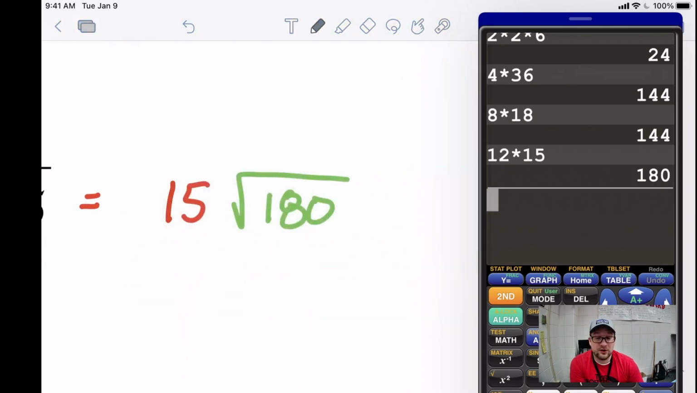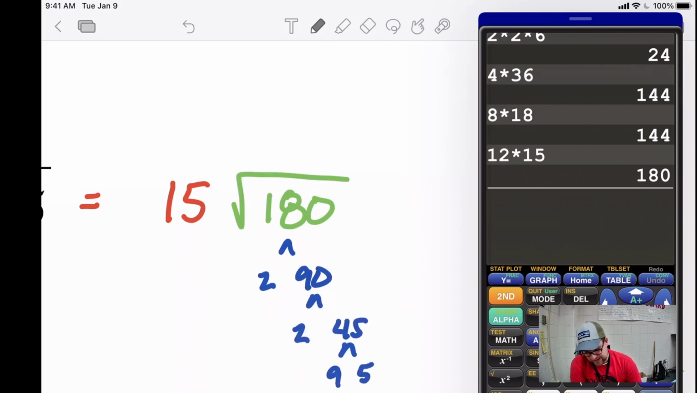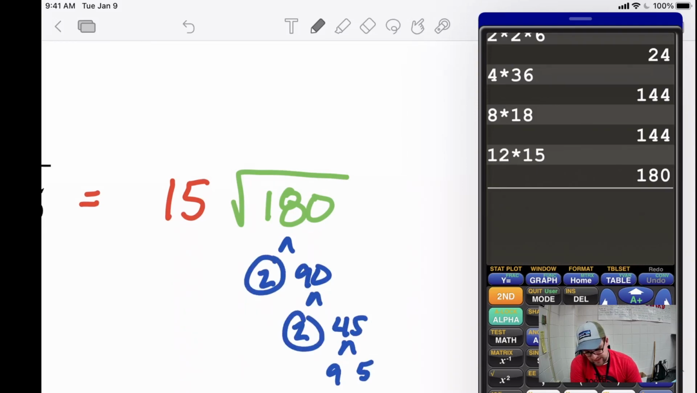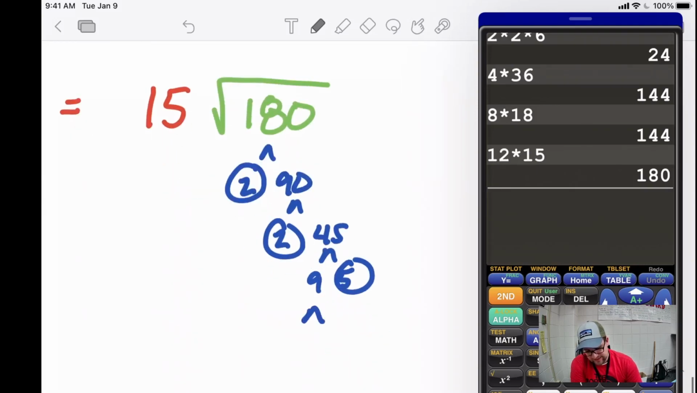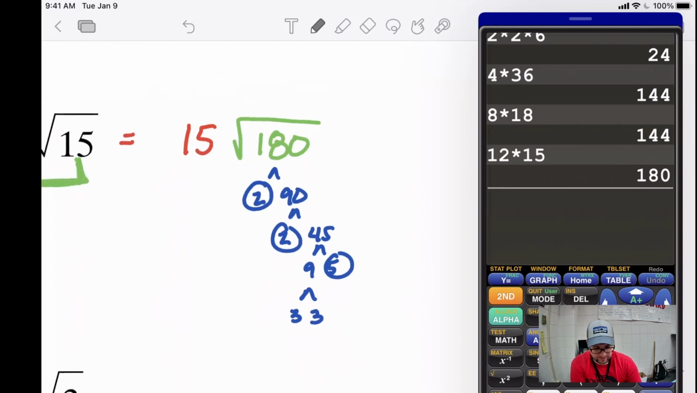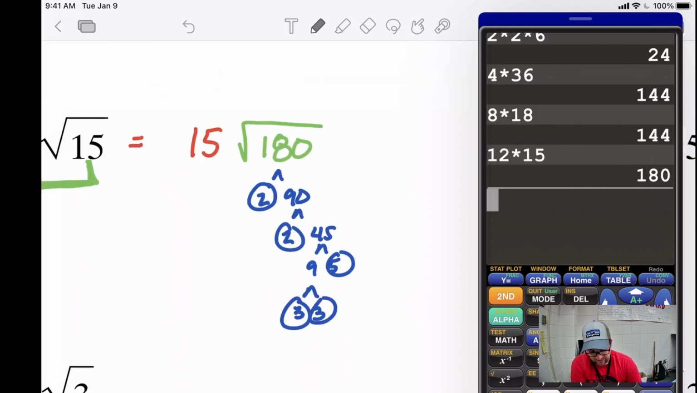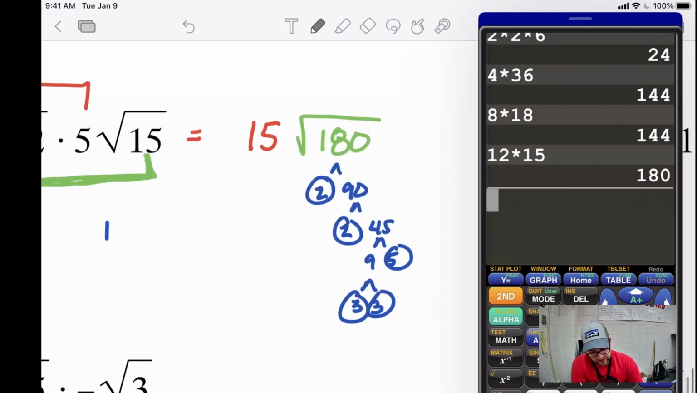So 180, let's break that down. 180 would be 2 and 90. 90 is 2 and 45. 45 is 9 and 5. This is ending, ending, ending. And 9 is 3 and 3. So I'm going to be able to rewrite this and simplify it. So I could really rewrite it as 15 on the outside, and then I'm going to have 2, 2, 3, 3, 5.